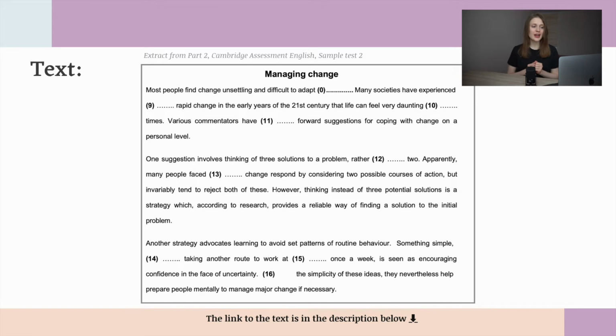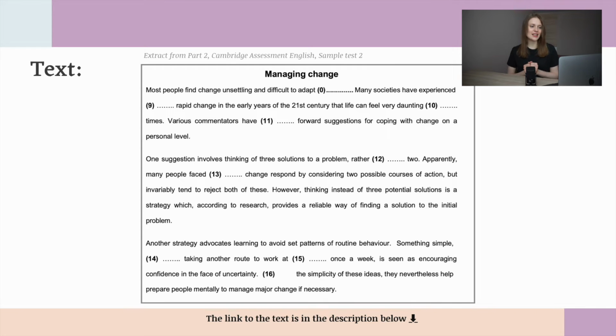To help you comprehend this text better, read it and answer the following questions first. How many suggestions for managing change does the text give? What are they? Alright, here we go. The writer talks about 2 possible ways of managing change. One of them suggests thinking of 3 solutions to a problem instead of the traditional 2, while the other one recommends changing our routine behavior and habits.